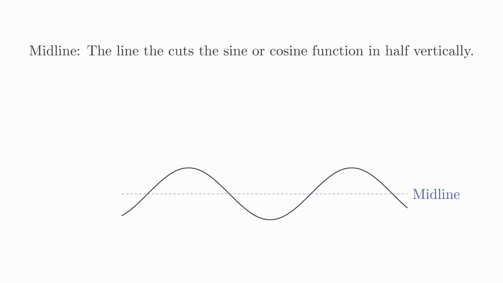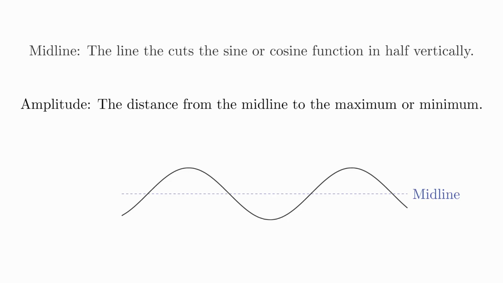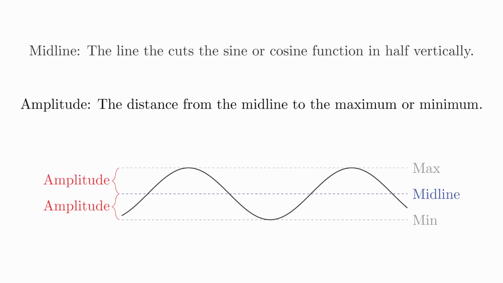The last feature we will focus on is the amplitude. The amplitude is a measure of how far up and down the curve's vibrations are. More precisely, the amplitude is the distance from the midline of the graph to either the maximum or the minimum. The standard sine and cosine functions have an amplitude of 1. As the graph is stretched vertically, the amplitude may increase or decrease.